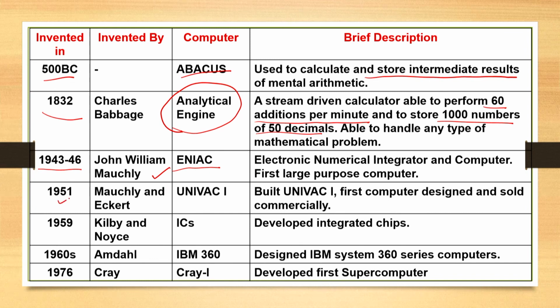Then in 1951, UNIVAC computer was invented by Mauchly and Eckert. It was the first computer which was designed and sold commercially. After that, in 1959, Kilby and others developed the integrated chips. In 1960s, Amdahl developed IBM 360 series. In 1976, Cray developed Cray 1, which was the first ever supercomputer developed.